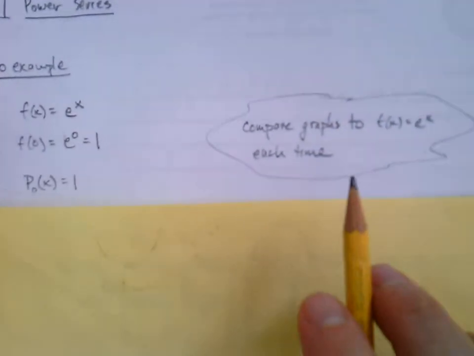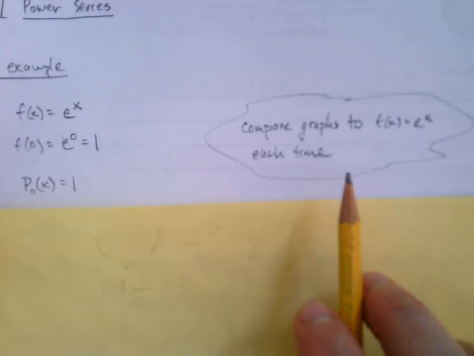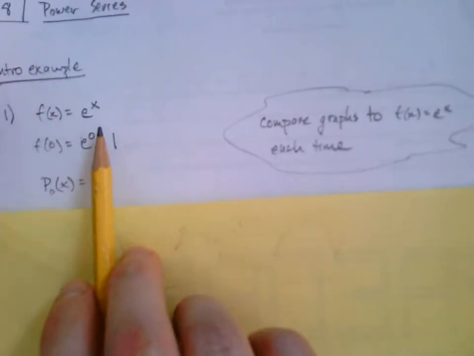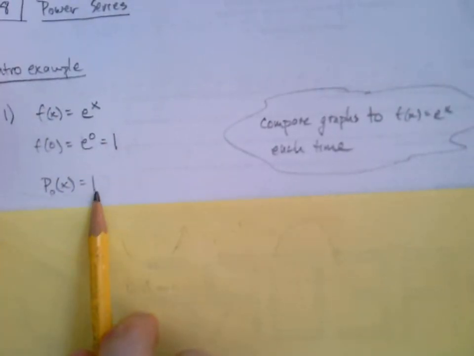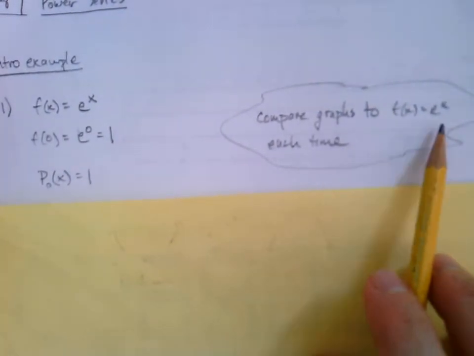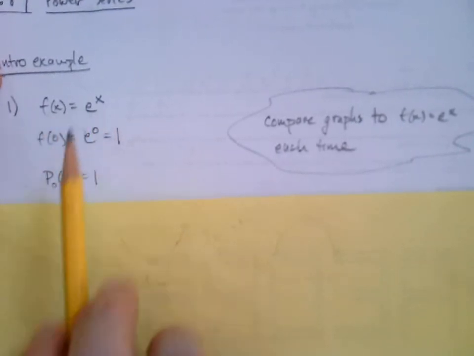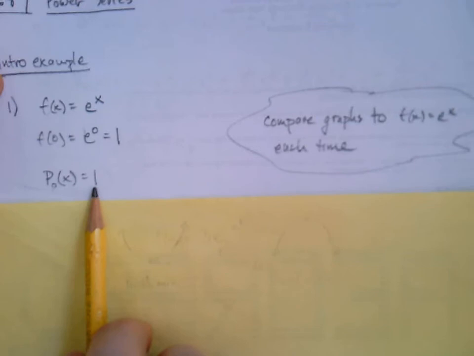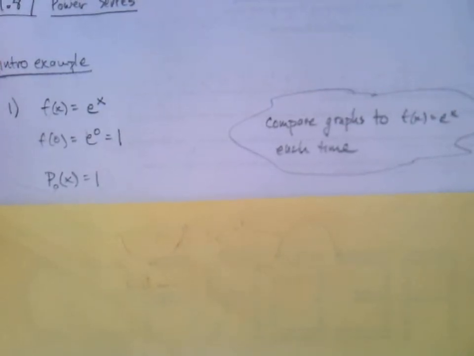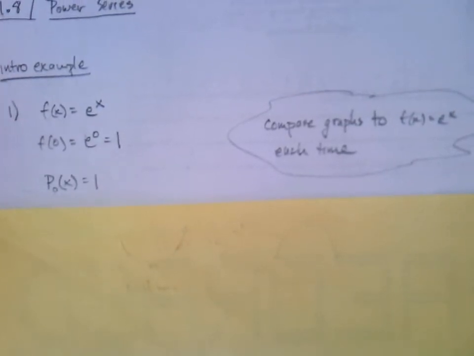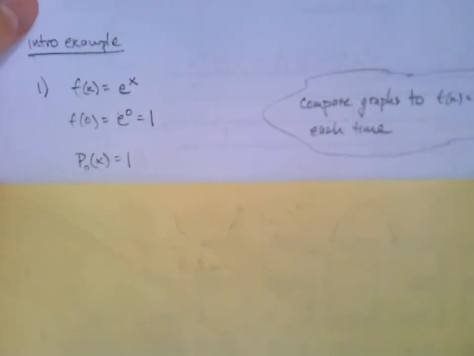Then I've got this note here to compare the graphs of e to the x and our polynomials every time in Desmos. So I'll advise graph e to the x, y equals e to the x, and graph y equals 1, and just compare the two. So it's not very impressive after one step. So let's go to step 2.